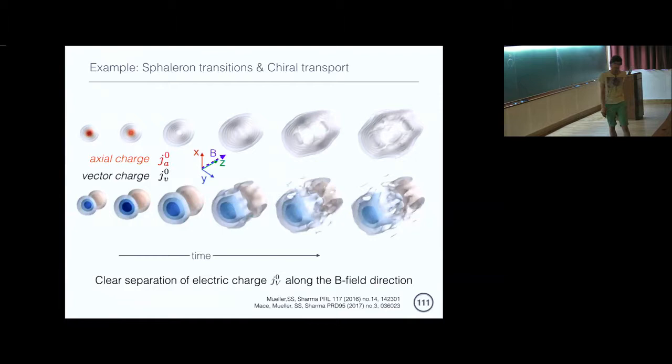Let me just finish this up really quick. You have a charge being induced over the course of this Sphaleron transition. But then simultaneously, if there's a magnetic field present, you also find this separation of vector charges, which continues to go on. This is a phenomenon. That's the chiral magnetic wave.